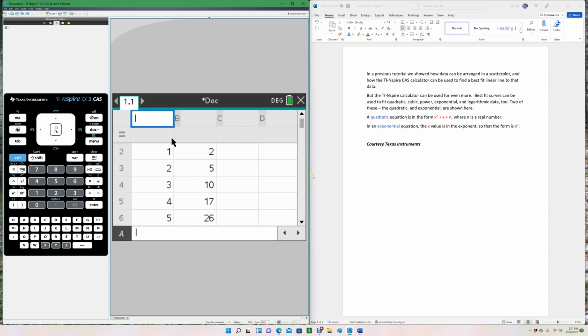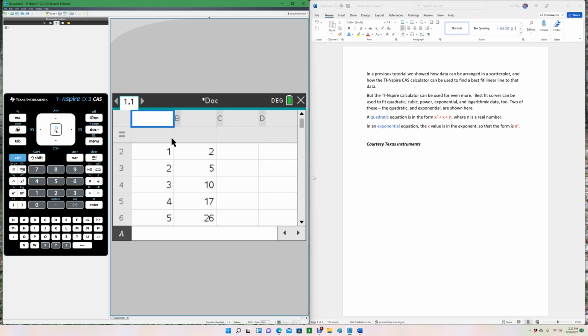In the previous tutorial, we showed how data can be arranged into a scatter plot, and then we used the TI-Nspire CAS calculator to find a best fit linear line to that data. But the TI-Nspire calculator can be used for even more. Best fit curves can be used to fit quadratic, cubic, power, exponential, and logarithmic data too. Let's look at two of these here, the quadratic and the exponential.